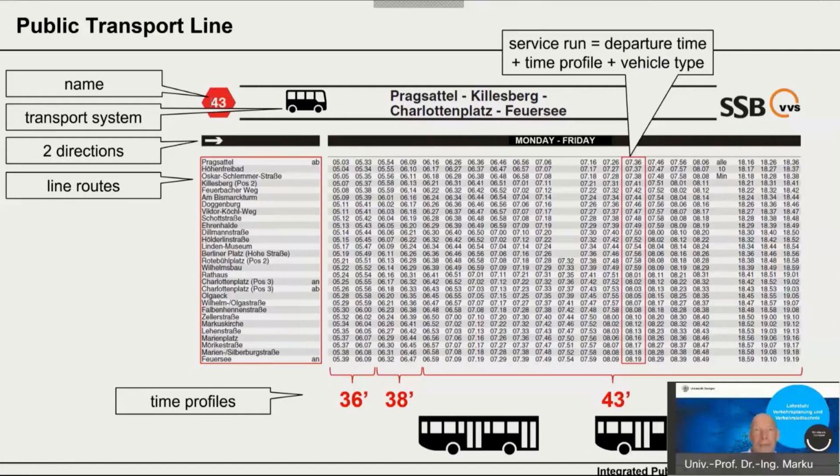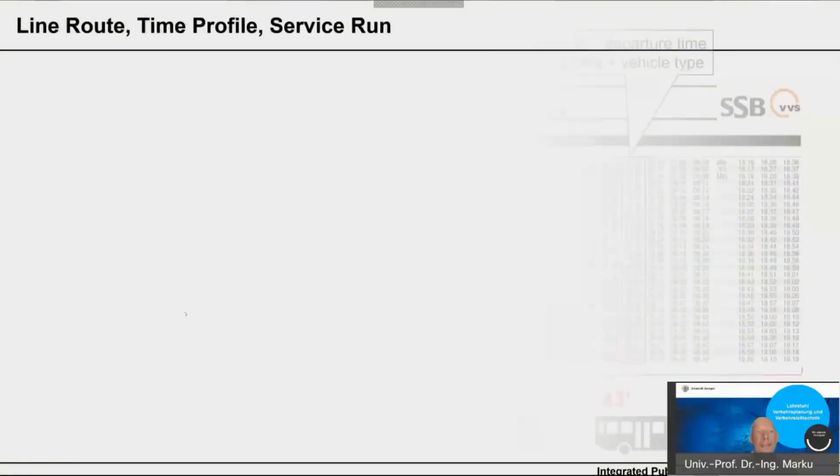Well, and each row determines one service run with a specific departure time, a time profile. So you input 7:36, and with plus 43 minutes, you know the arrival time. And with the service run, we also allocate vehicle types, whether it's a standard bus or an articulated bus. Trains can have different length. So we store that data.